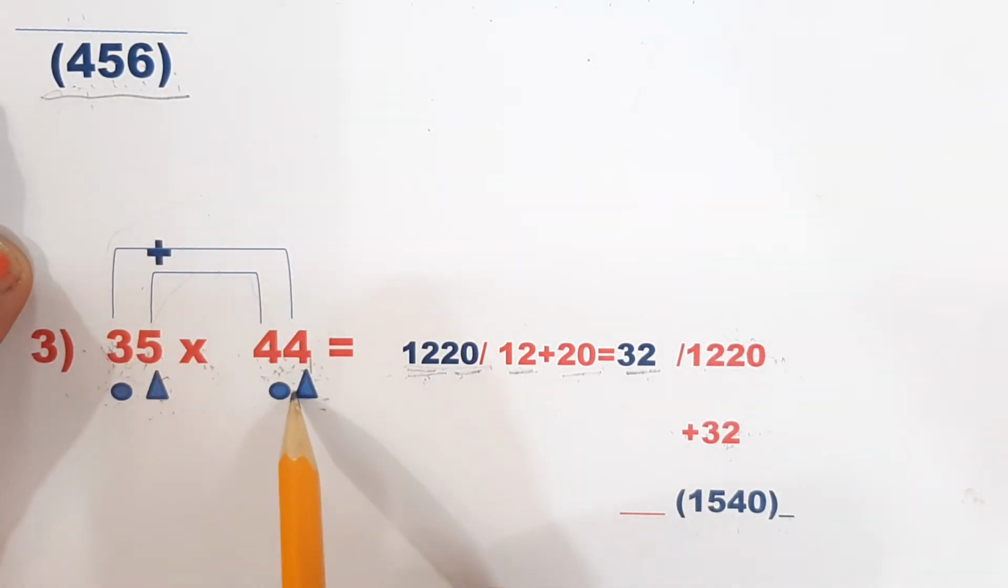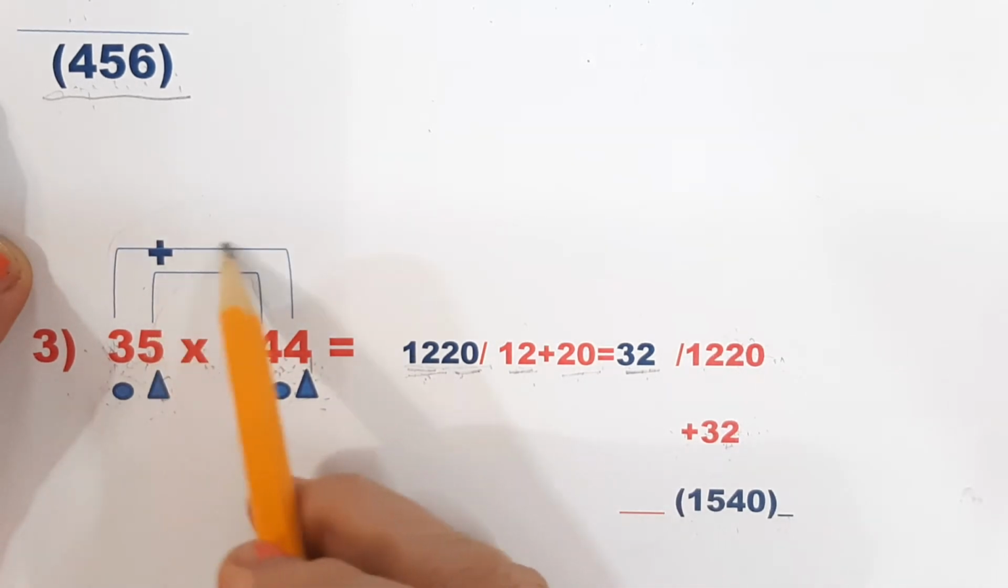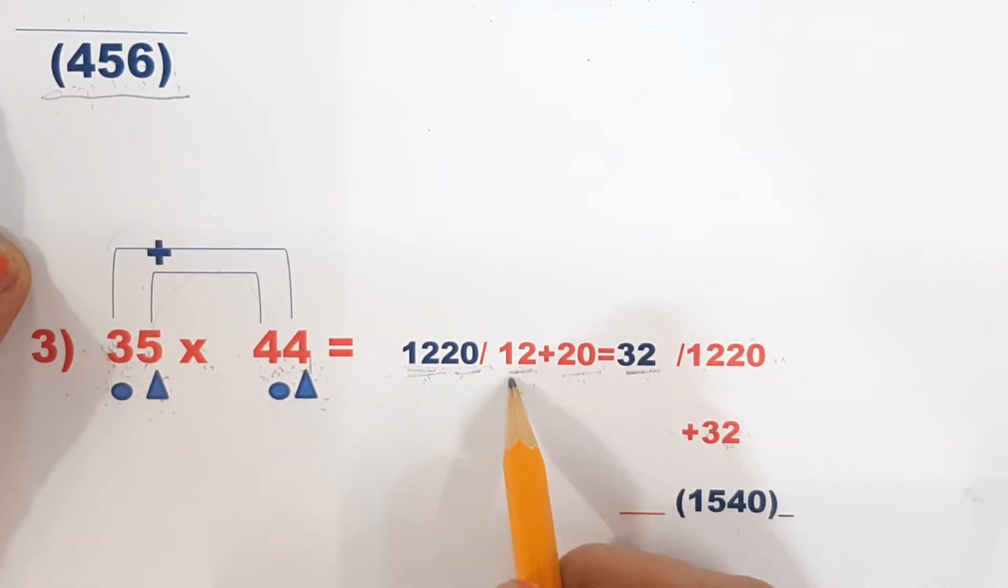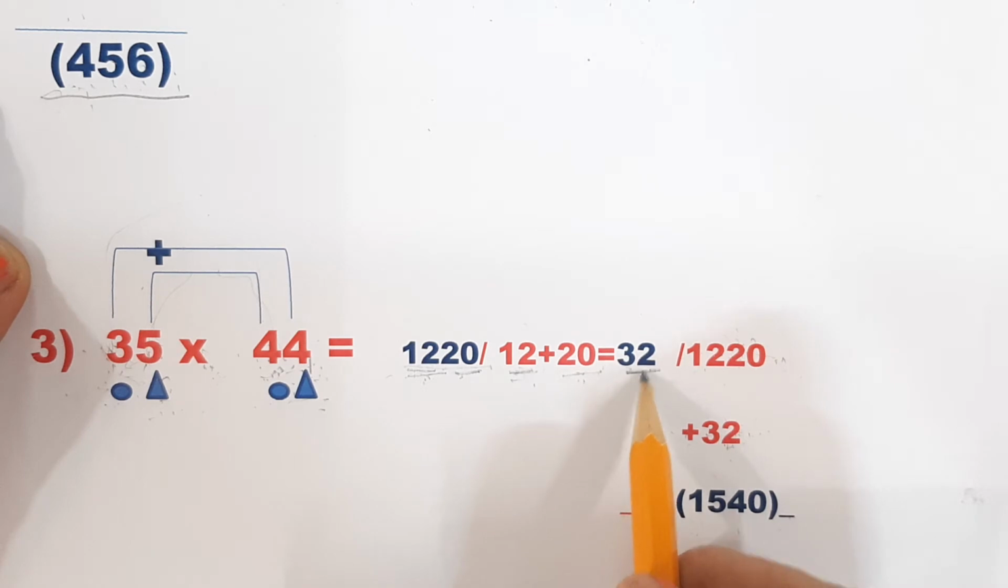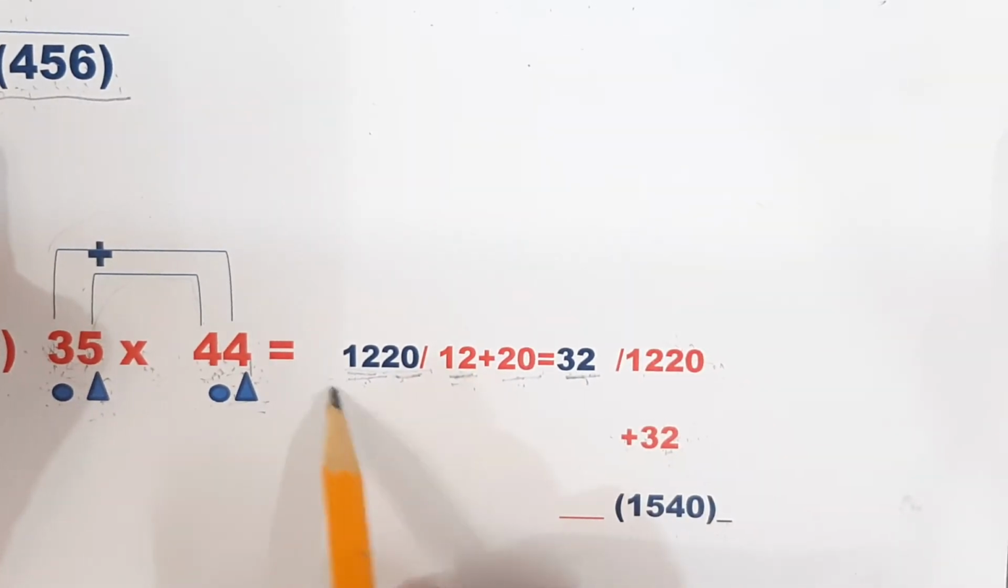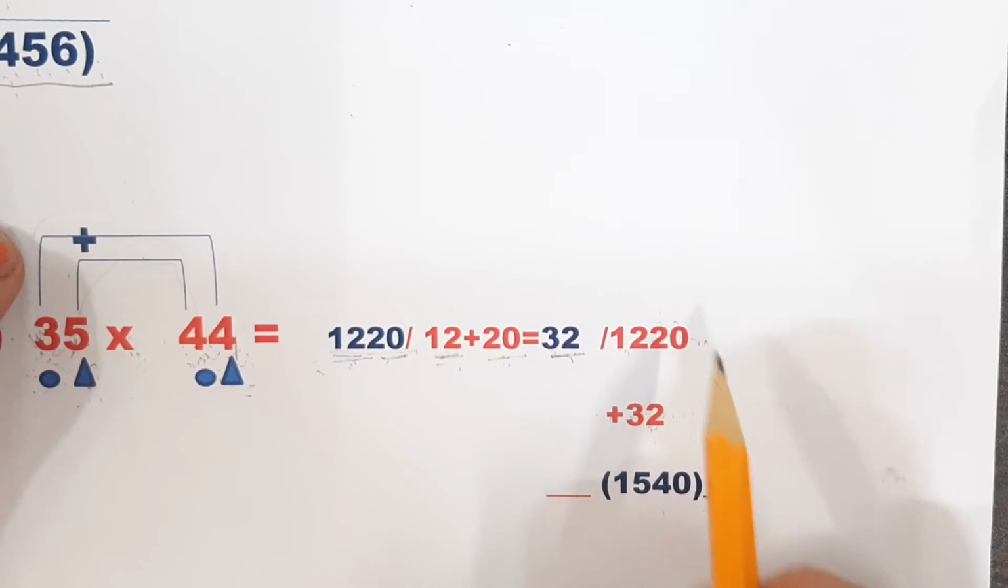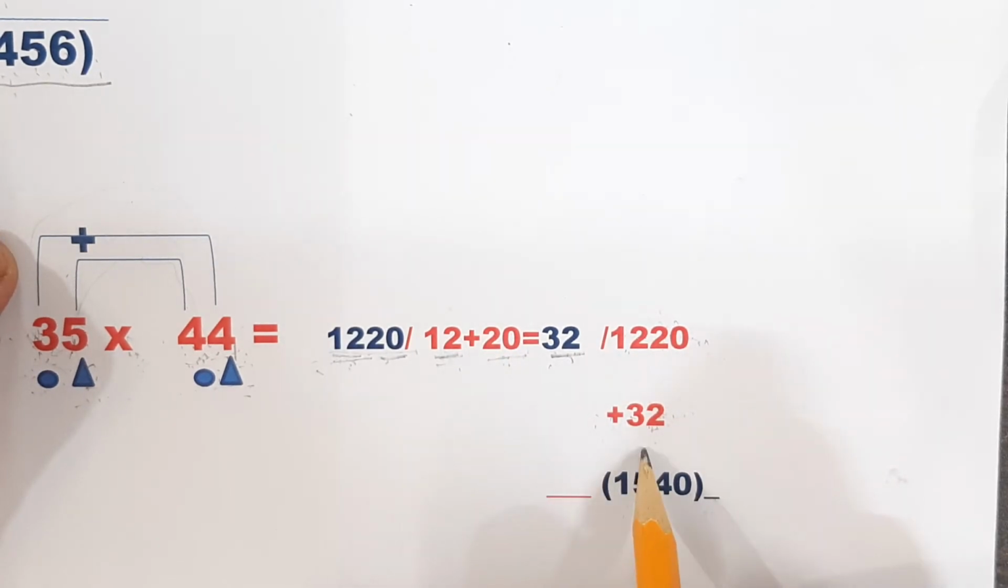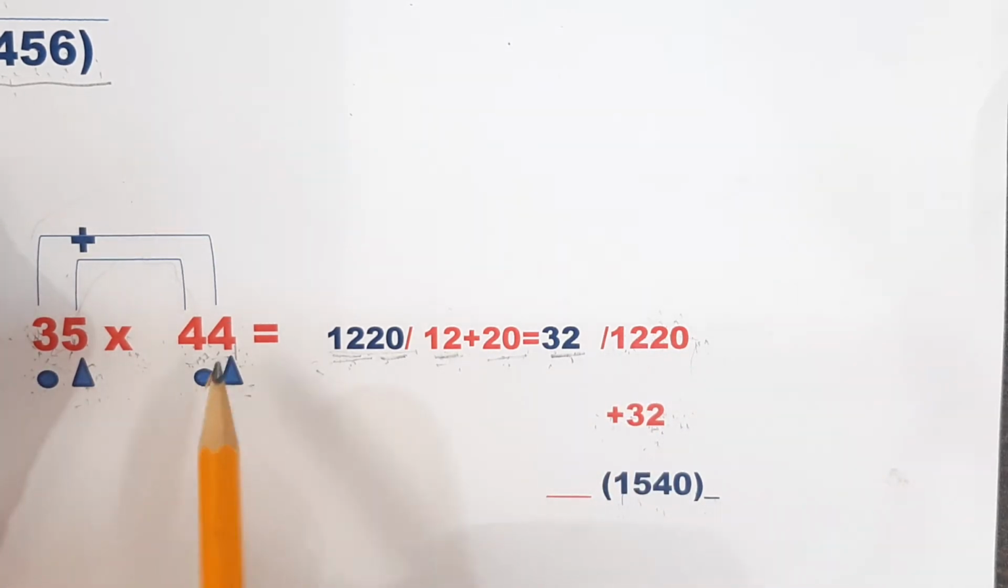So 3 multiplied by 4 is 12 and 5 multiplied by 4 is 20. You have to add these two figures. The answer will be 32. So the first answer is 1220 and you have to add 32. But your 2 will come here only, below the second figure. So 0, 2 to 4, 3 plus 2 is 5 and 1 is 1. So 35 multiplied by 44, the answer will be 1450.